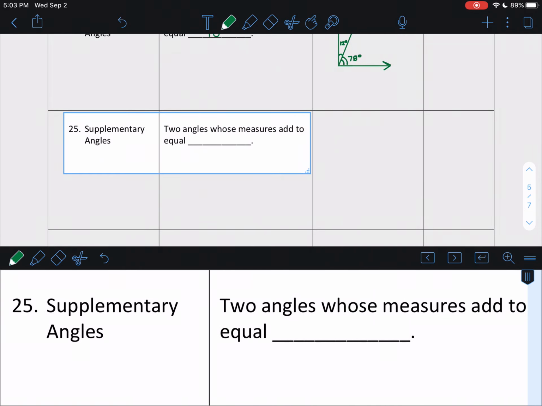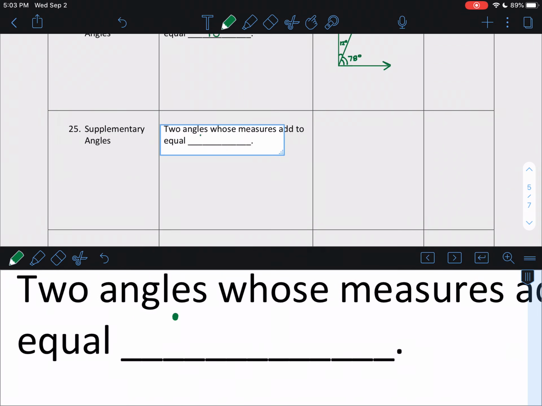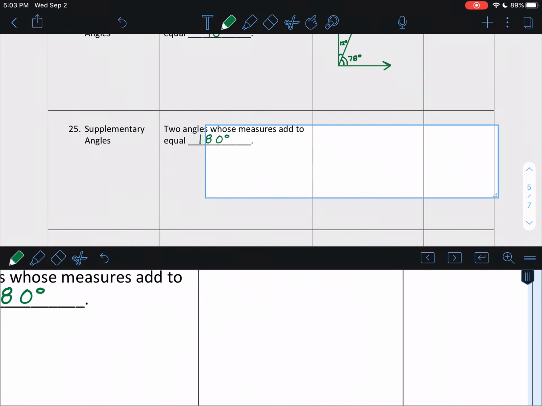Supplementary angles are two angles. Well, if complementary was 90 degrees, supplementary is 180 degrees. They're going to add up to 180 degrees. And typically these are also going to be adjacent. So what I'm going to do is start with a straight angle, also known as a line.